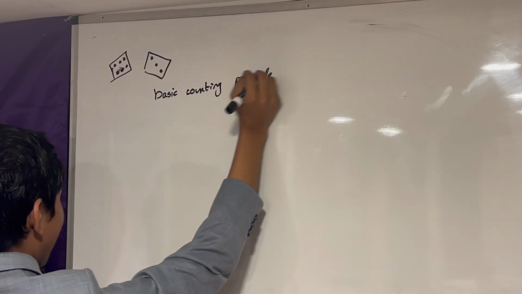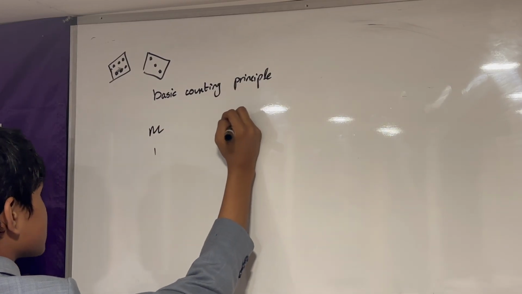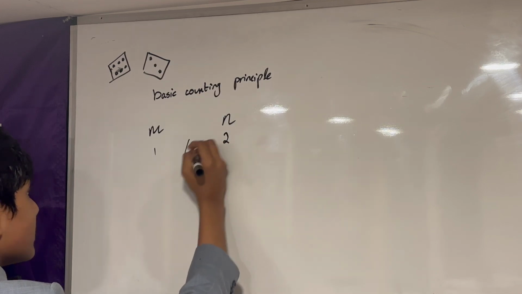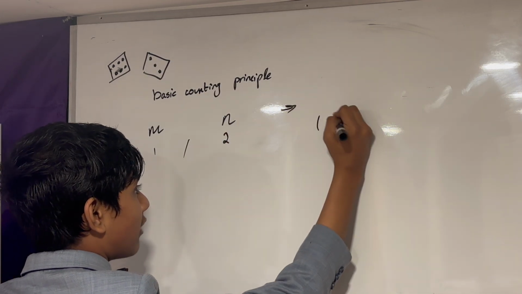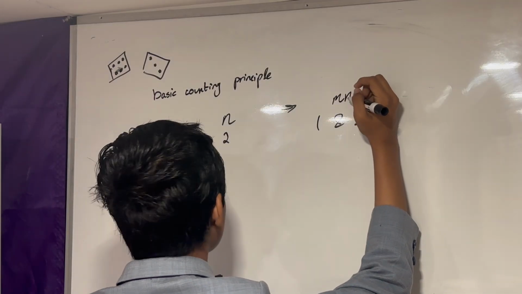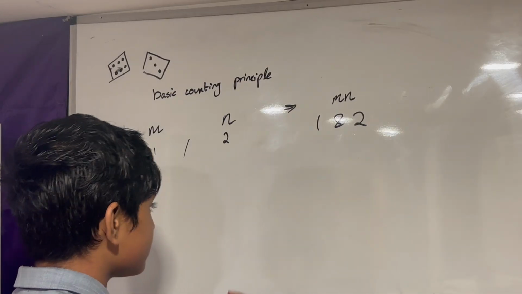if there are m possible outcomes of event 1 and n possible outcomes of independent event 2, then that means that the total number of outcomes for 1 and 2 should be m times n. But now, let me ask you a second question.